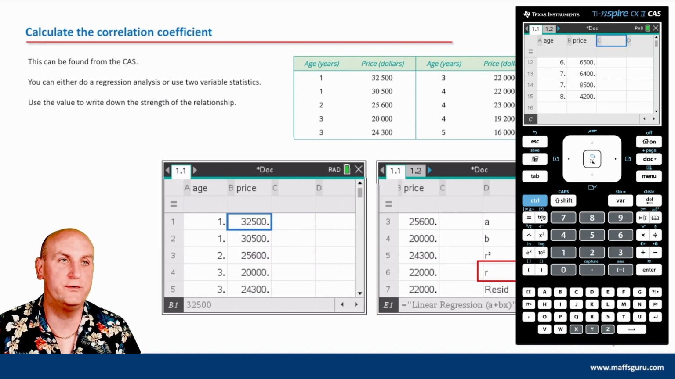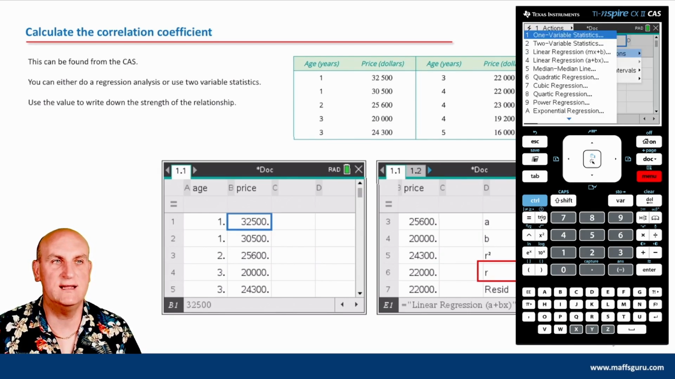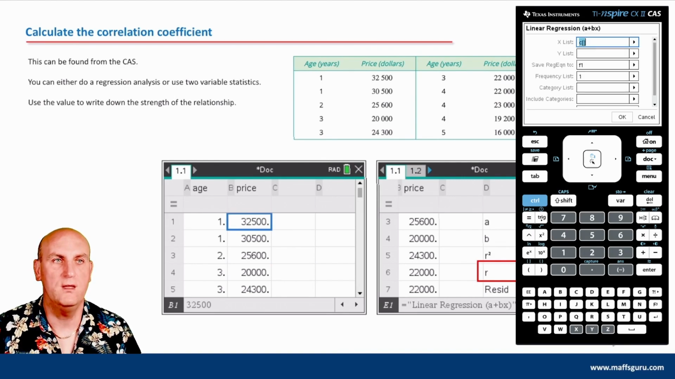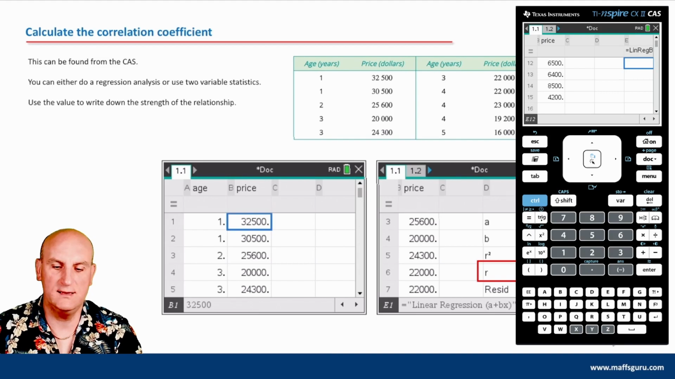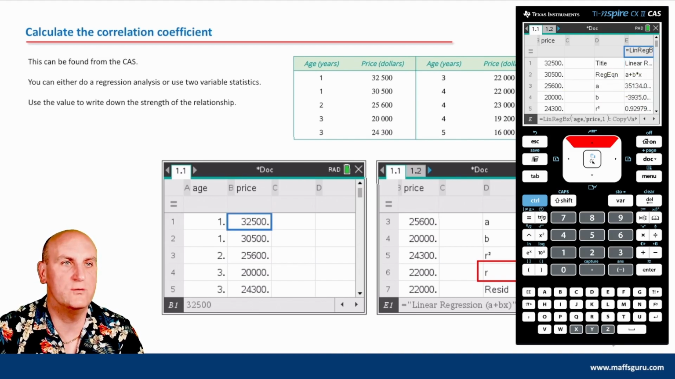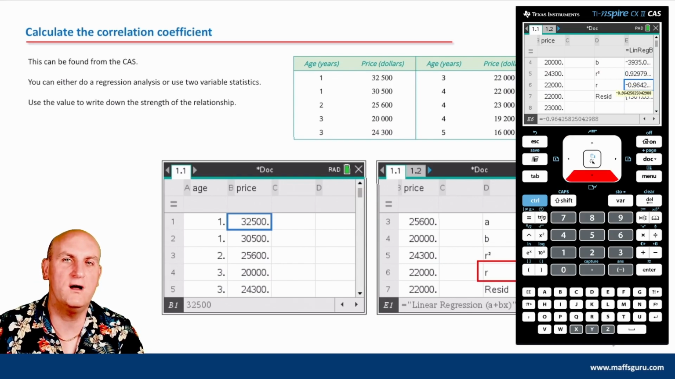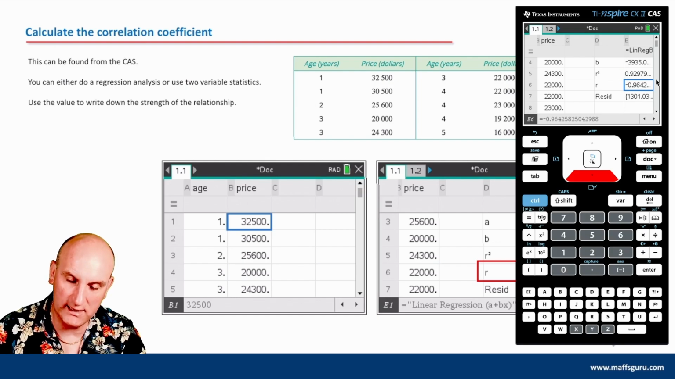Now again, if I want to do some sort of analysis, I'm going to go menu, statistics, stat calculations, and I'm going to do a linear regression. What is on my X? It was age. My Y was price. Click on OK, and then let's see where all that data has gone. It's all gone here. So what did I want? I wanted my correlation coefficient. Well, that's my value of R.